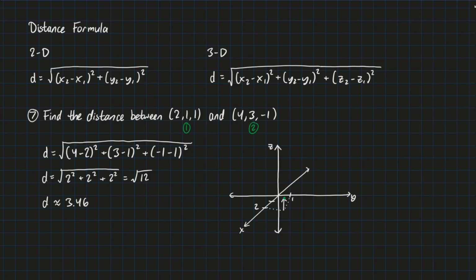And then the second point is (4, 3, -1). So we would go forward 2 more. This x equals 4. And then 2 more to the right to get y equals 3 right here. And let's connect these. And then from here we'd go 1 down for z's negative 1. And this would be our second point. And then the distance between these is the square root of 12, or 3.46 units.